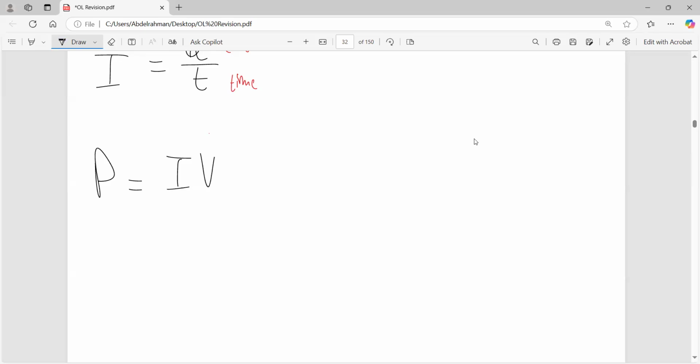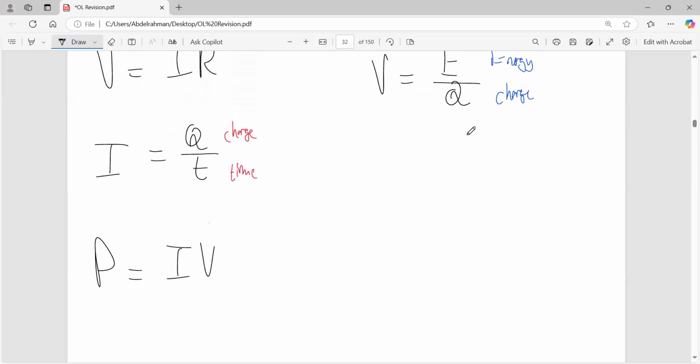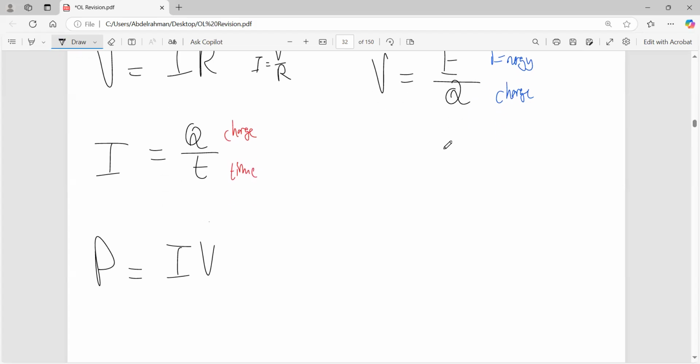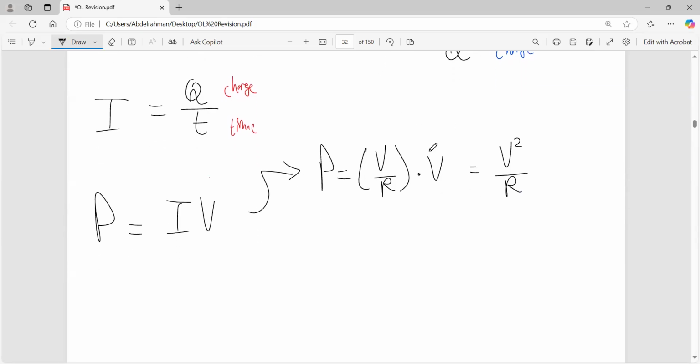If I do not have the current, from this equation, you can say that the current is I equals V over R. So from this equation, I can come up with another equation for the power, in which power equals, instead of saying I, I would say V over R times V, which is basically V squared over R. So power could be equal to V squared over R.